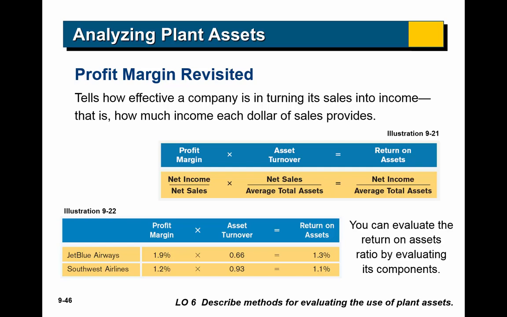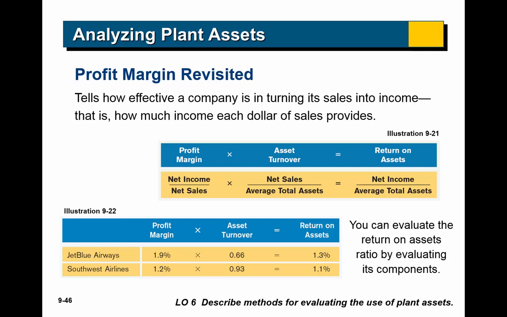Now here's an interesting thing. Another way of looking at profit margin, which we talked about in a previous chapter. We always looked at it as the net income divided by the average total assets. That was our profit margin. Or sorry, our return on assets. Our profit margin is our net income divided by our net sales, or how well we're turning sales into income.